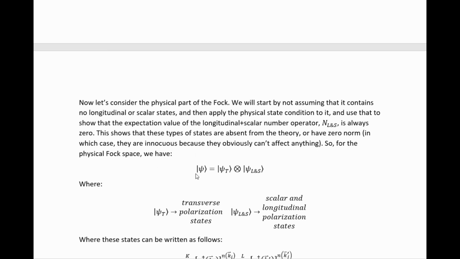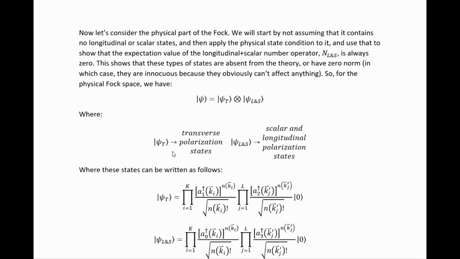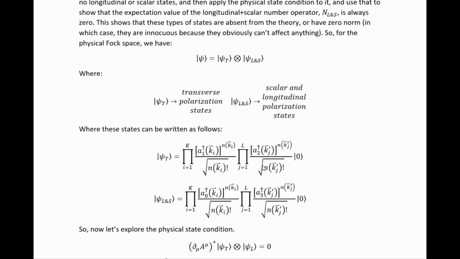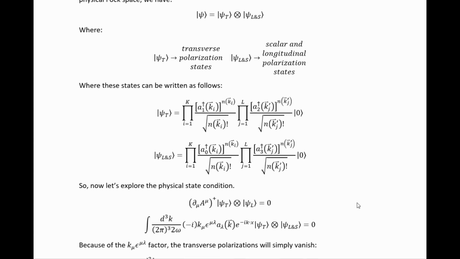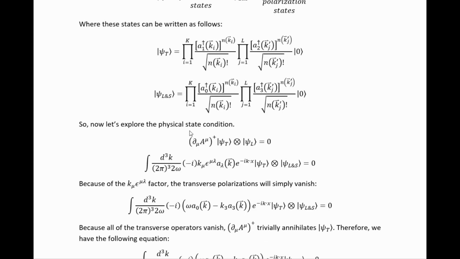So for the physical Fock space, we have that it's a tensor product between a transverse part and a longitudinal and scalar part, where you can see the notation that I've used here. We can write these generalized states like this. Personally, I think these are kind of pretty formulas. I don't know why. So now let's explore the physical state condition. We remember that it's this.